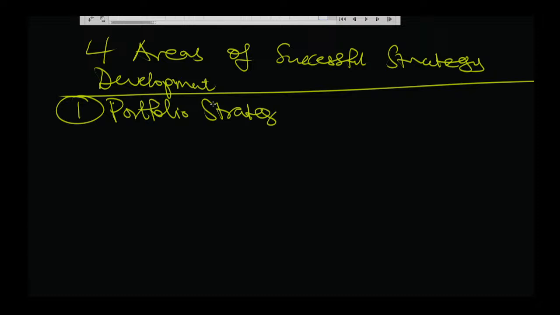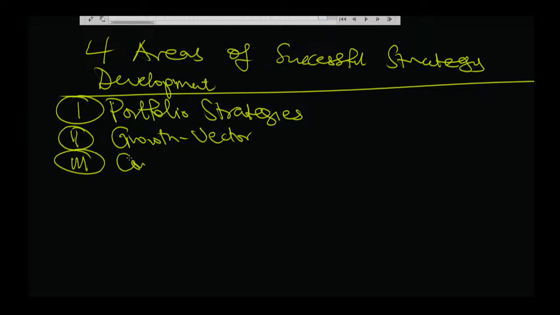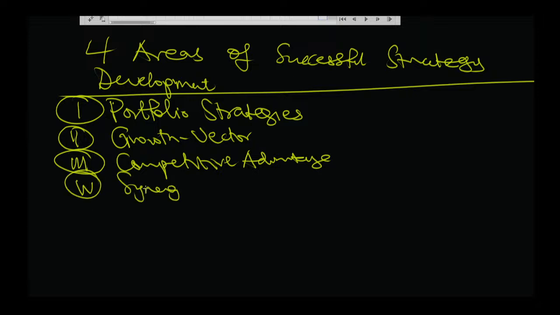strategies. Number 2, let's call it growth vector. Number 3, let's call it competitive advantage. And number 4, let's call it synergy, right? And we know synergy means what? 1 + 1 is equal to 5. So the combined efforts of 2 or more persons is greater than their individual efforts combined.